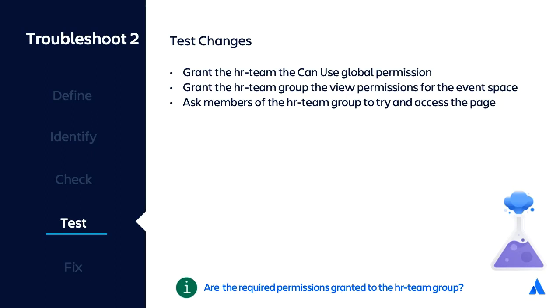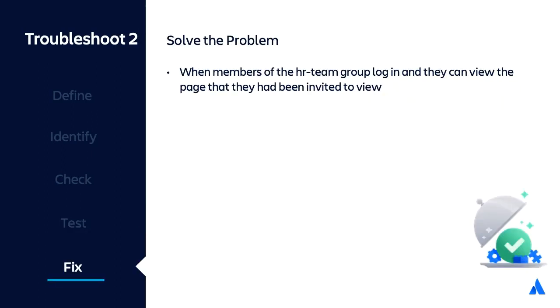Or, the easier option would be to ask the members of the HR team if they are now able to access the page in the events space. When you receive confirmation that the HR team is able to access the pages as expected, you confirm that they have the required global and space level permissions along with the necessary page access. Finally, we confirm that all members of the HR team group are able to access the page as expected. Then we can consider the problem solved.